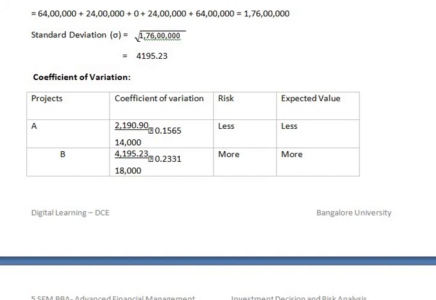For project B, if you substitute the standard deviation in the formula of coefficient of variation, the answer will be 0.2331. Risk is more as well as the return, the expected value is also more.